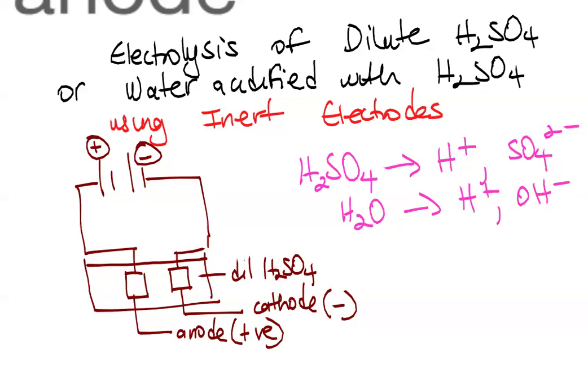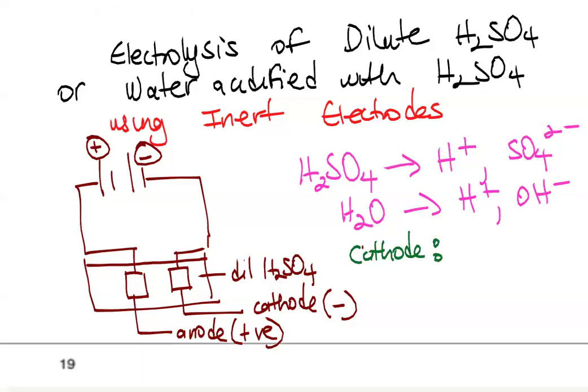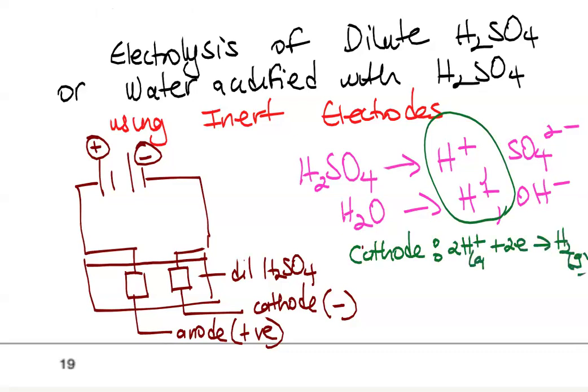So at the cathode, I think you'll have seen it already. Do we have any competition at the cathode? It's only H plus at the cathode. So what are we getting? And you know the observation, colorless bubbles. All good?